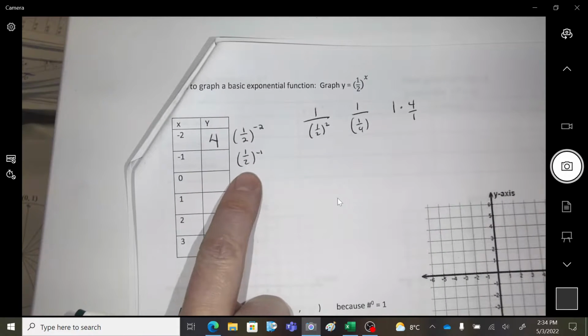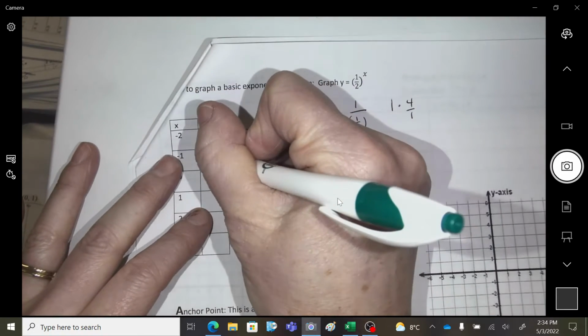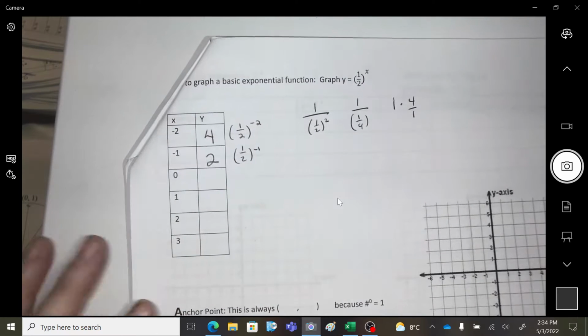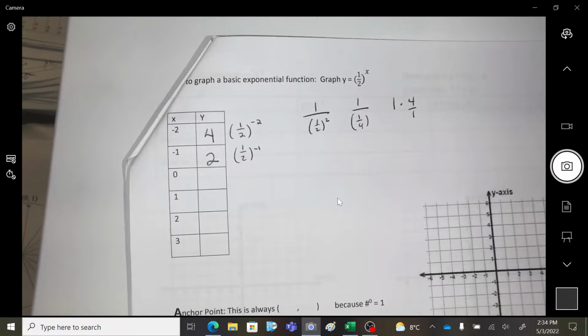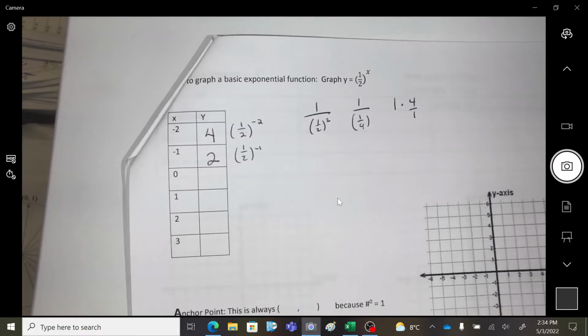What do we think this result's going to be? Negative, so there's a flip. And what's the 1? 2. Because you got to do a flip yet. The negative makes us do some kind of flip on the fraction, right? Got it?